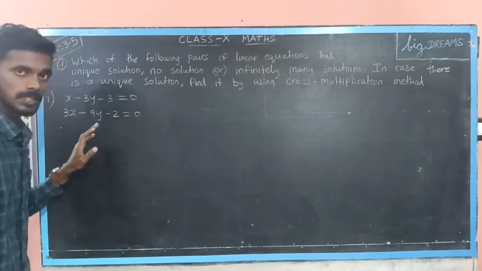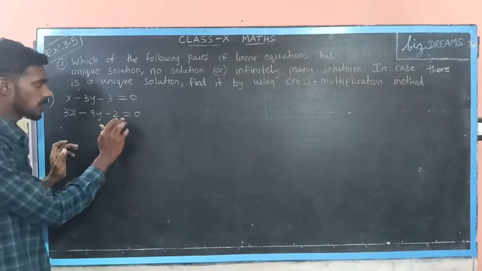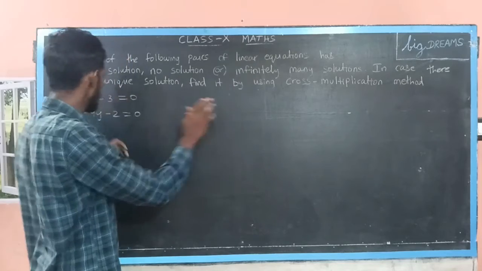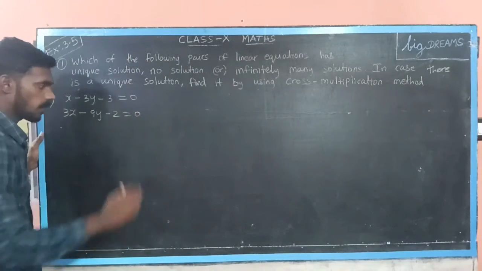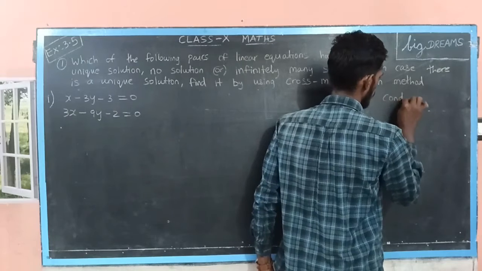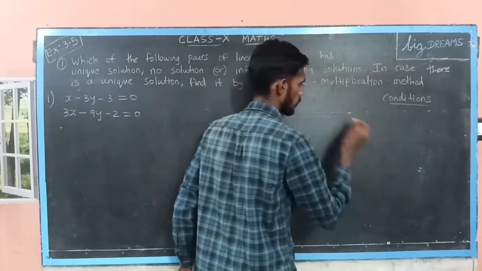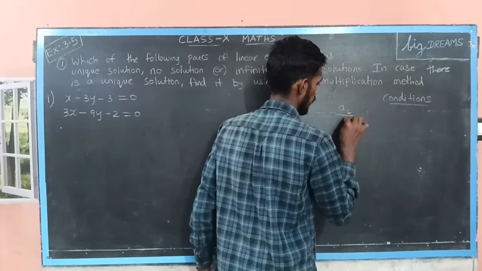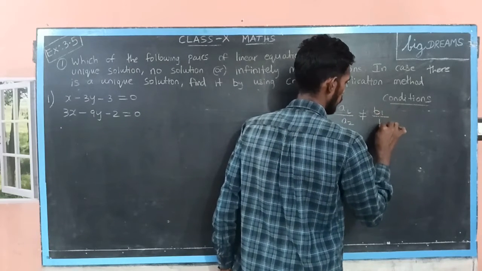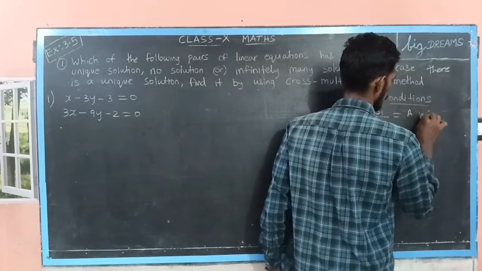For identifying whether it will have a unique solution, no solution, or infinitely many solutions, the first step is to write the given equations in the standard form. The standard form is ax plus by plus c is equal to 0. Then you have to substitute in the conditions. I will write the conditions first on the right side. If a1 by a2 is not equal to b1 by b2, then it will have a unique solution.